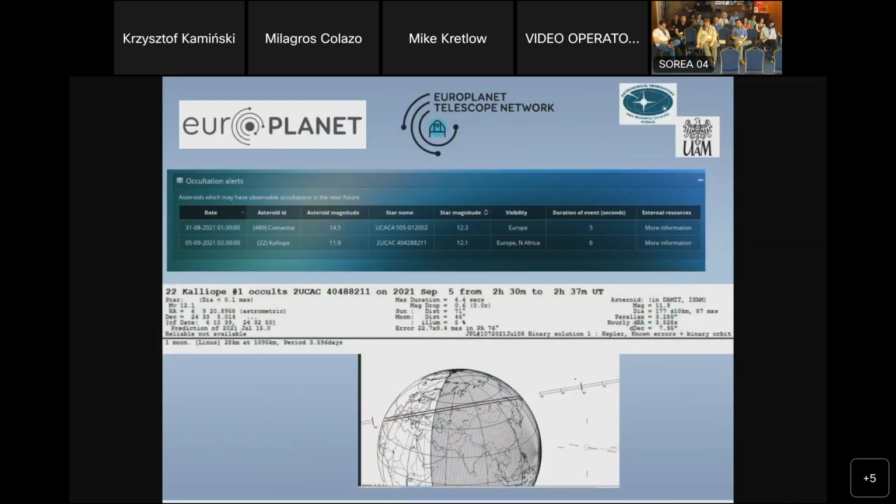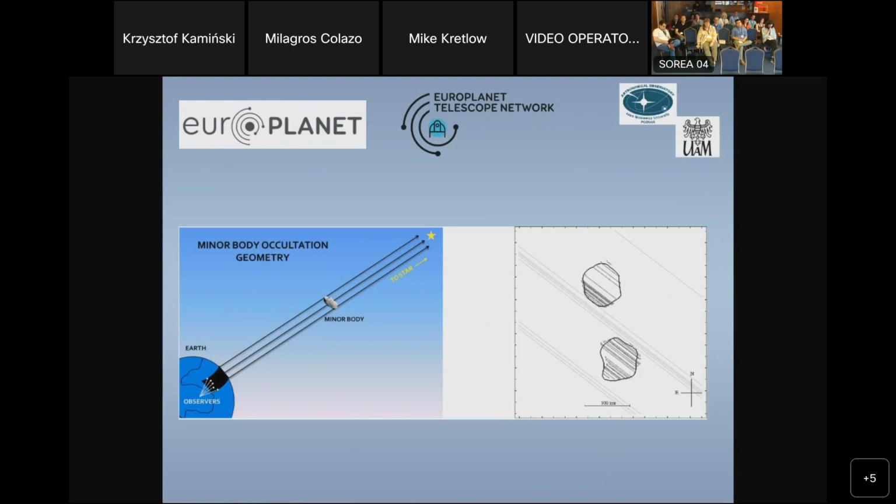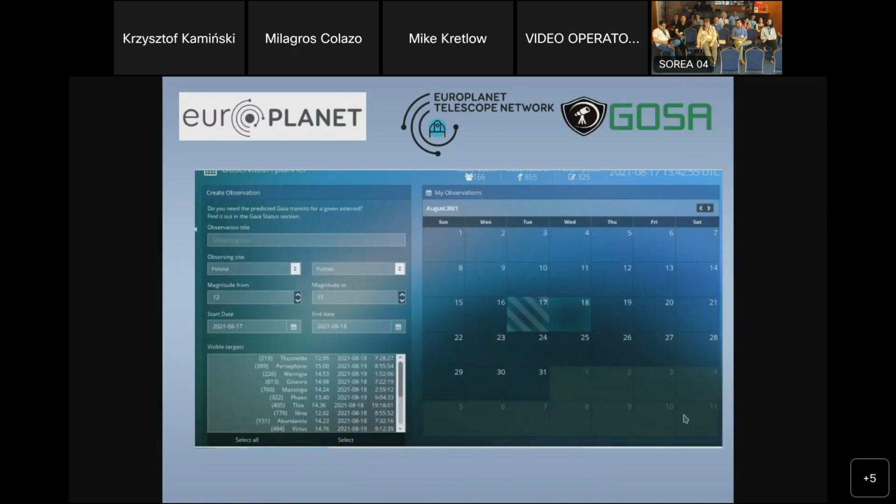We also provide information about occultation events. If there are any important ones, we provide the geometry of the event and the duration, and we tell which asteroid is occulting which star, so that the user can do the observations. I'm not going to talk about why we need it because Mike nicely explained everything.